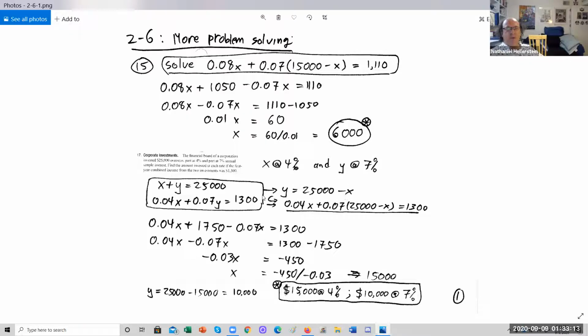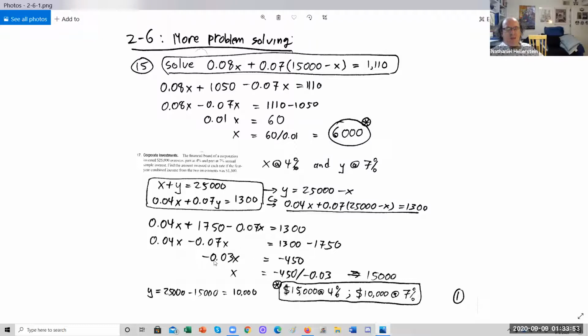We can substitute this here where y is. And that way get one equation and one unknown. 0.04x plus 0.07 times (25,000 minus x) equals 1,300. Okay, now the rest is algebra. First step is distribute the 0.07 over these two terms, get 0.04x plus 1,750 minus 0.07x equals 1,300. As before, we'll transpose the 1,750 by subtracting it from both sides. Get 0.04x minus 0.07x equals 1,300 minus 1,750.